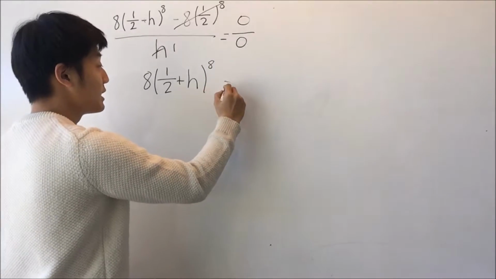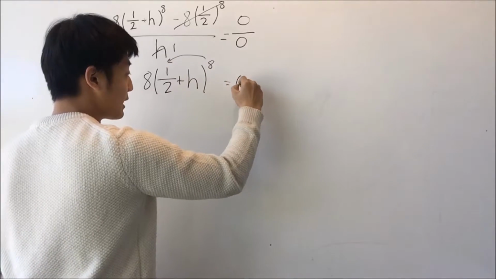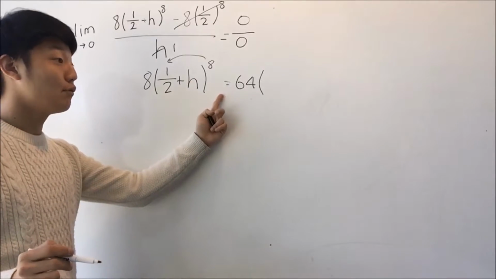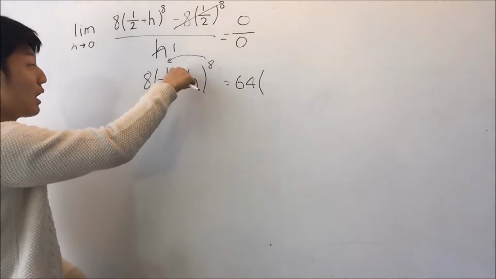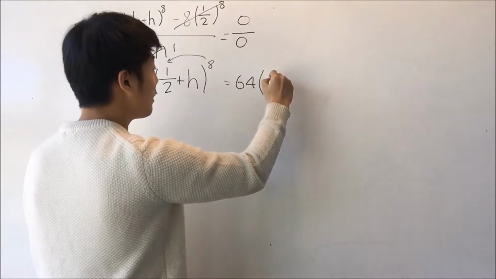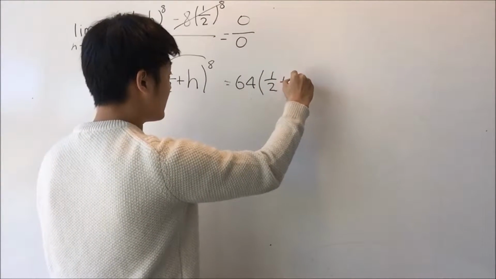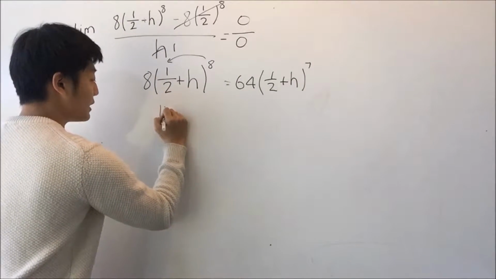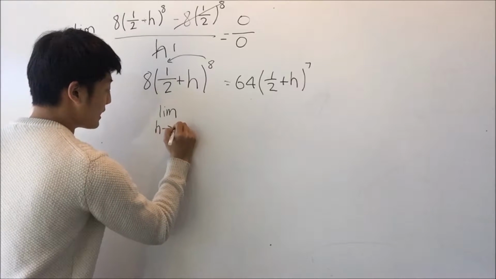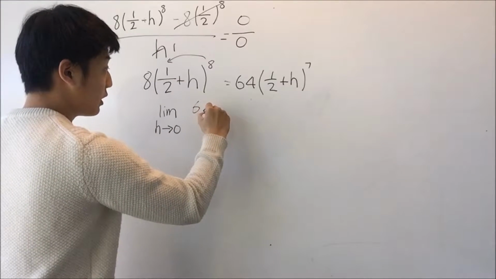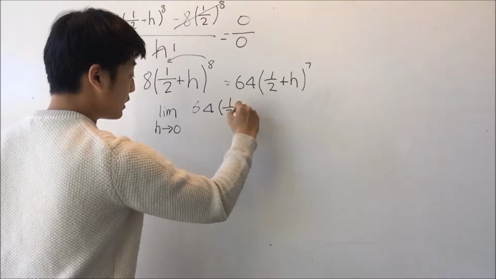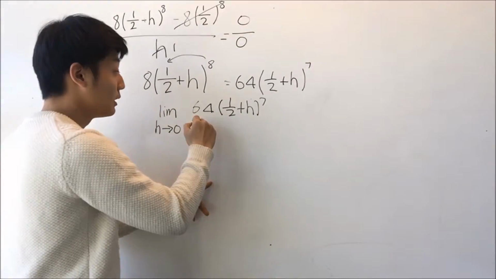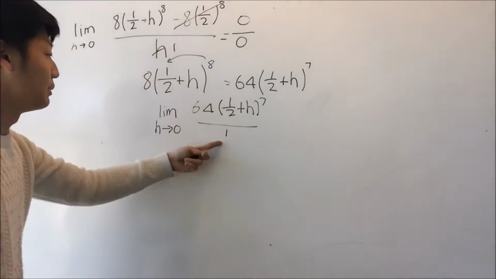When we differentiate this, the top number goes to the front, 64, and there's nothing to do with the chain rule because there's no constant in front of h, so we can just go with 1/2 plus h to the 7th. And now this will become the limit as h approaches 0 of 64 times 1/2 plus h to the 7th. To not get confused, I will put it over 1.